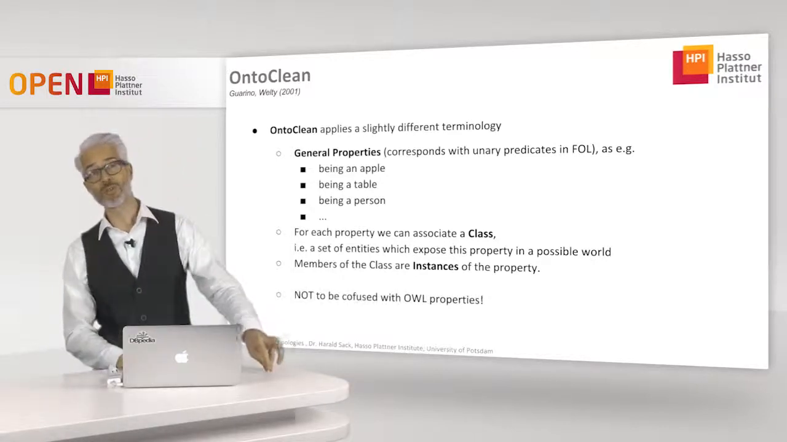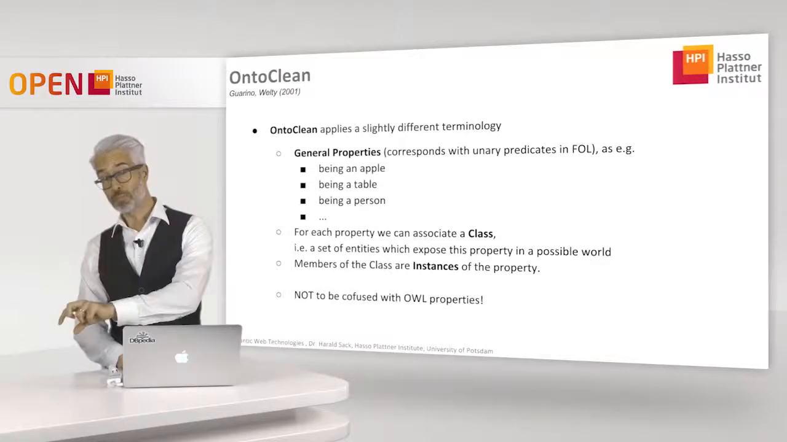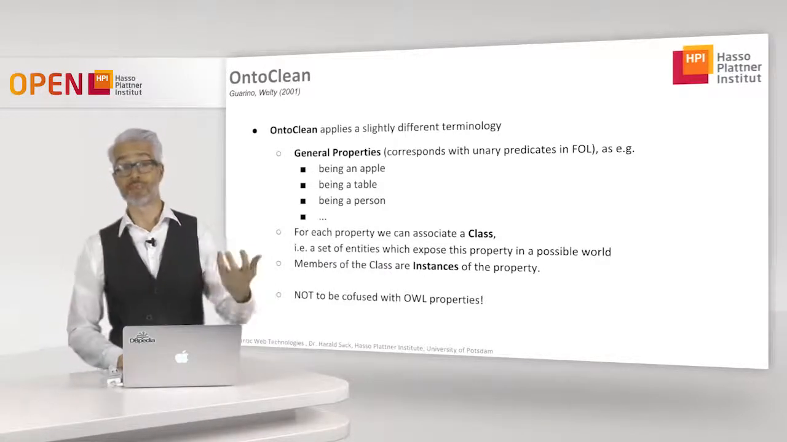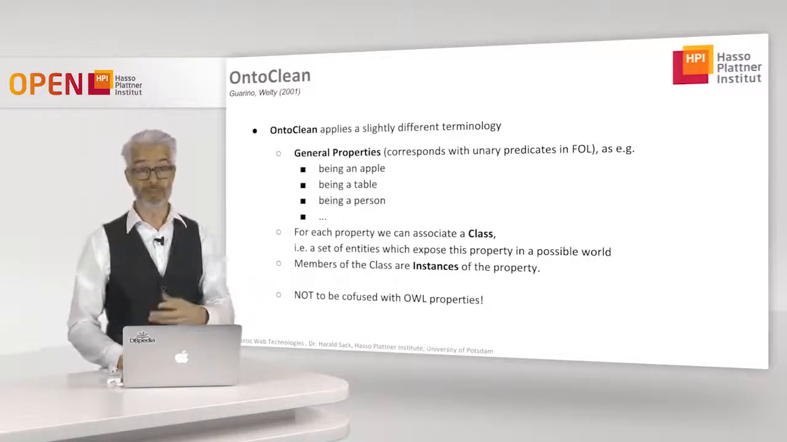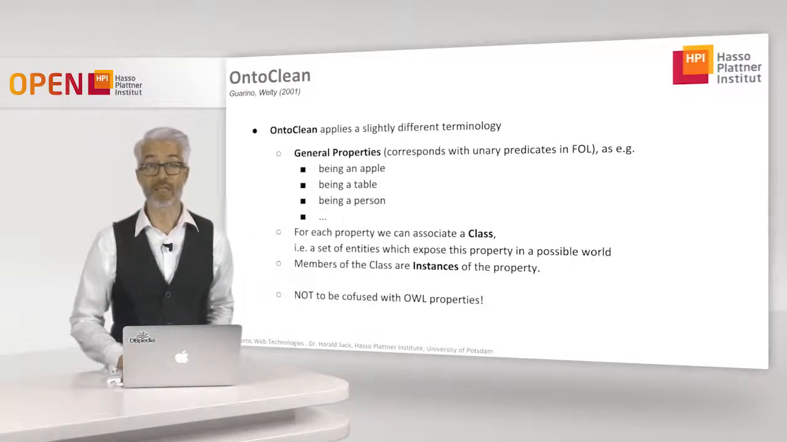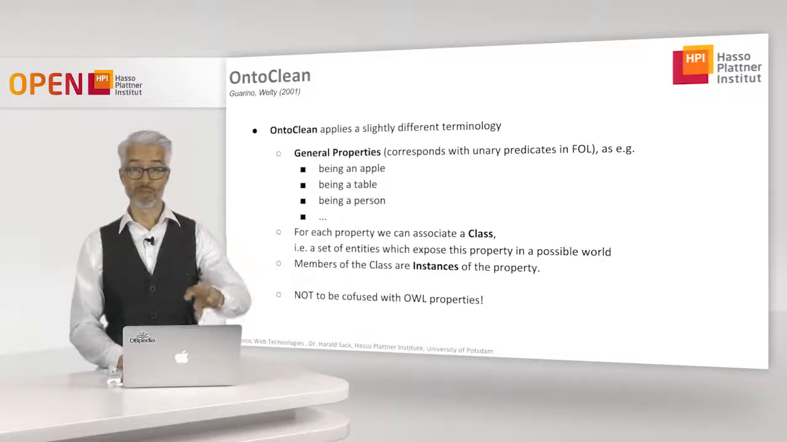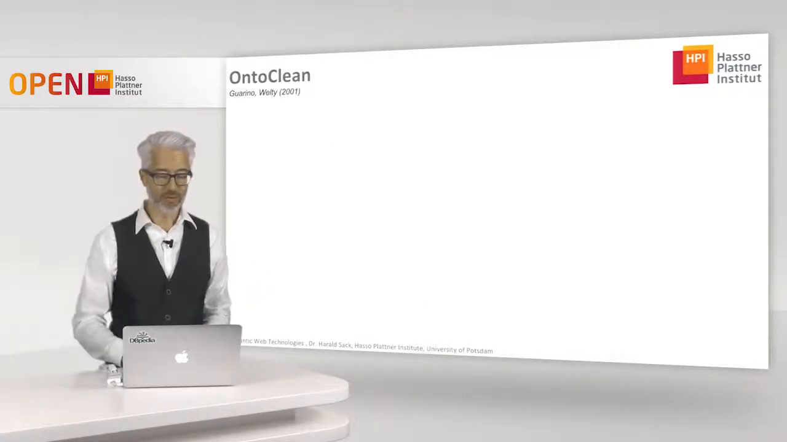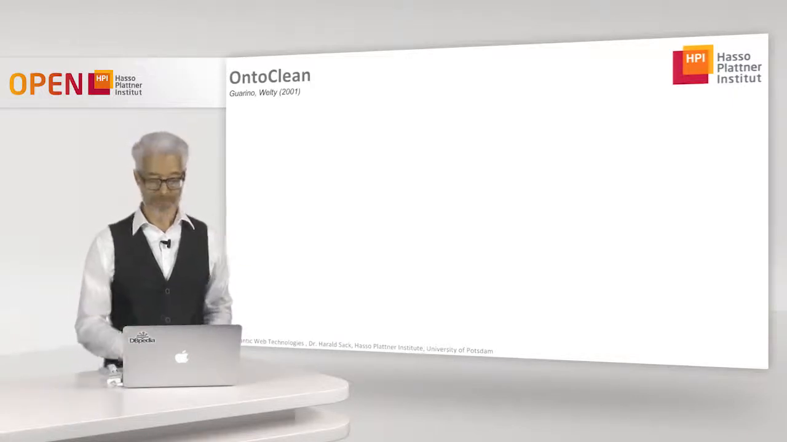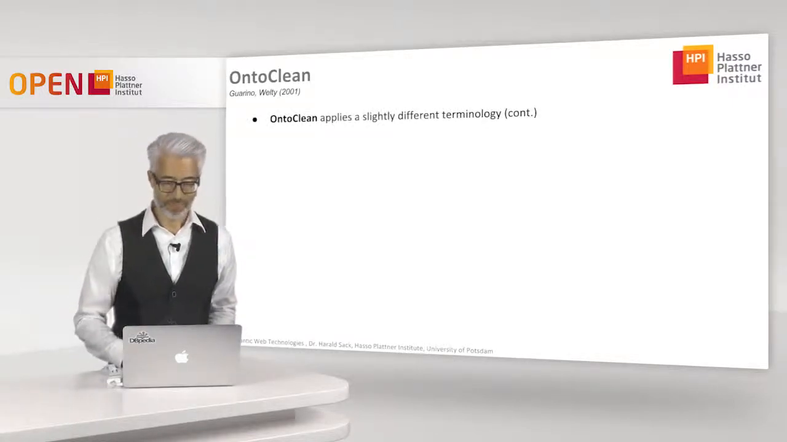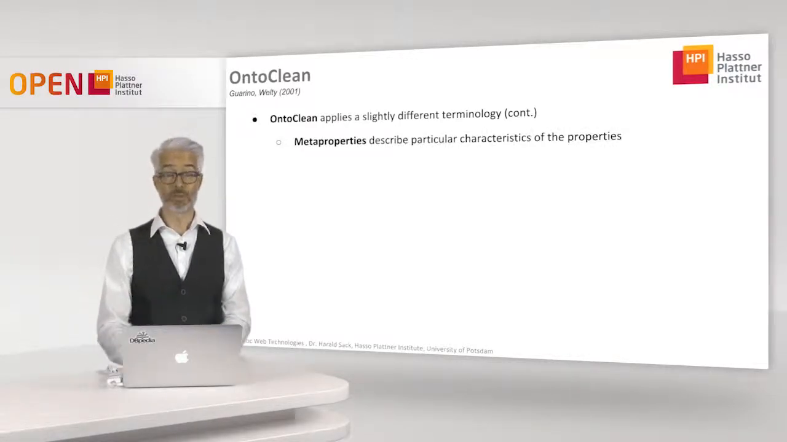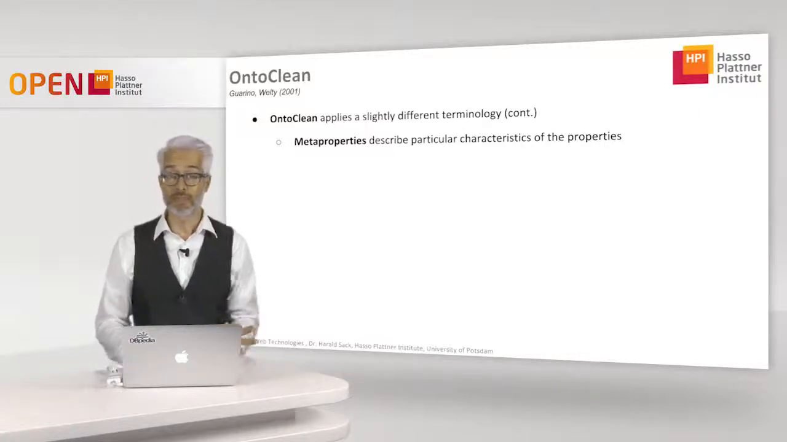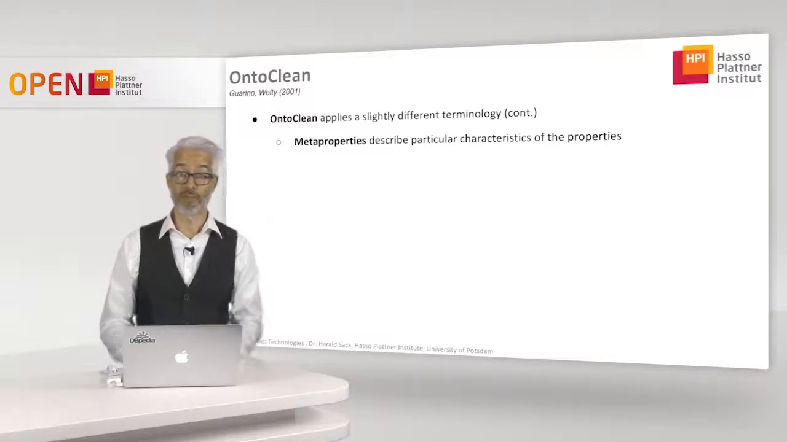The point is you should not mix up these general properties, which are the same as classes, and of course the OWL properties, which are relations. So these are two different kinds of things. If we are talking about properties in OntoClean, we are referring to what we up to now have defined as being classes. The next thing we look at are so-called meta properties. These meta properties describe particular characteristics of the properties, so of the classes.